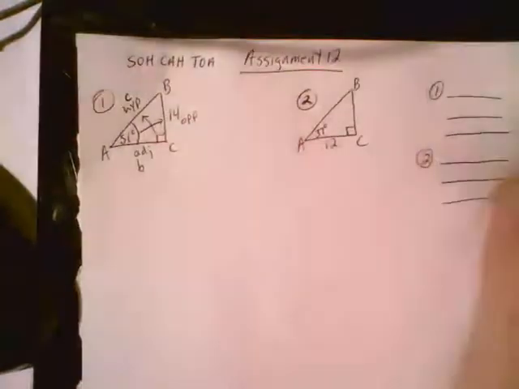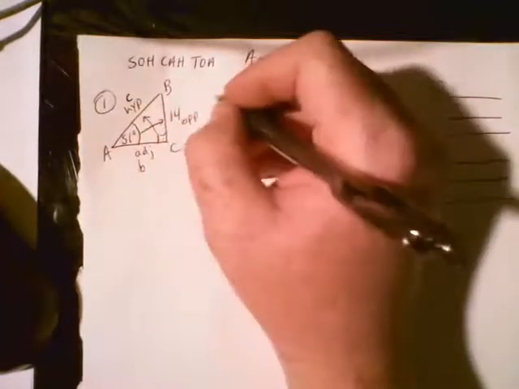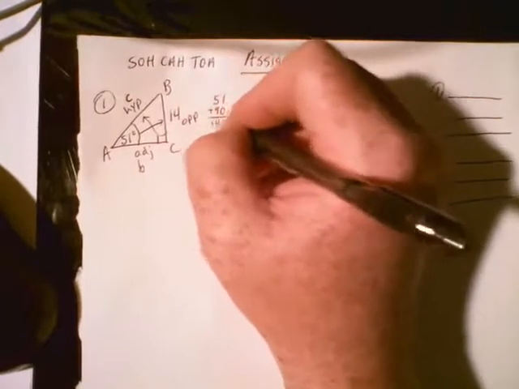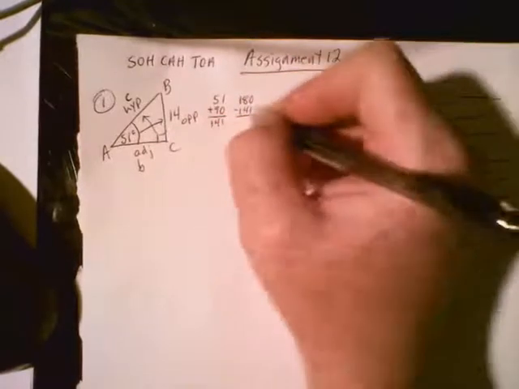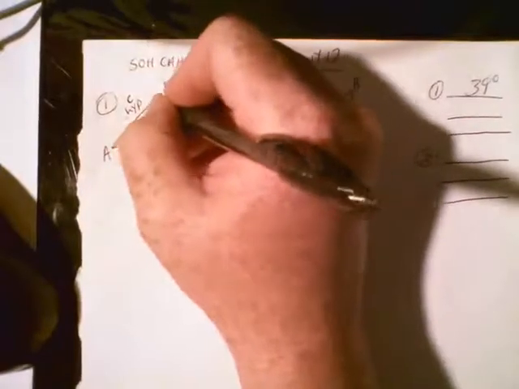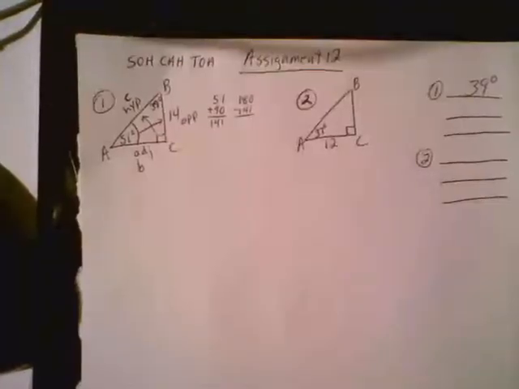First thing, probably the easiest thing to do on this one is find angle B first. When we're solving the triangles, we're finding all the missing parts. So if I find angle B first, I just take 51 plus 90. That gives me 141. Subtract that from 180. That gives me 39. So measure of angle B is 39 degrees. That's one of our answers.